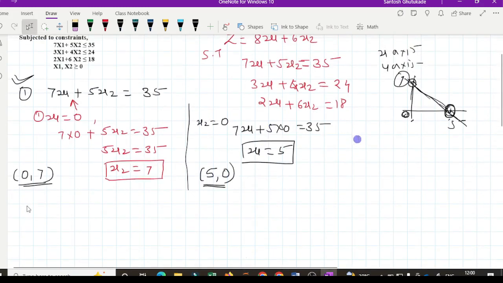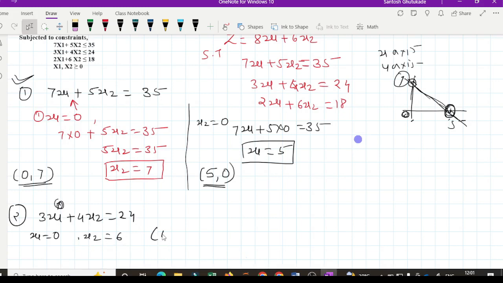Equation number 2 is 3x1 + 4x2 = 24. Now when I put x1 = 0, you will get x2 = 24 by 4, that is 6. So here you get the coordinate (0, 6). And when you put x2 = 0, then 3x1 = 24, so x1 = 24 by 3, that is 8.